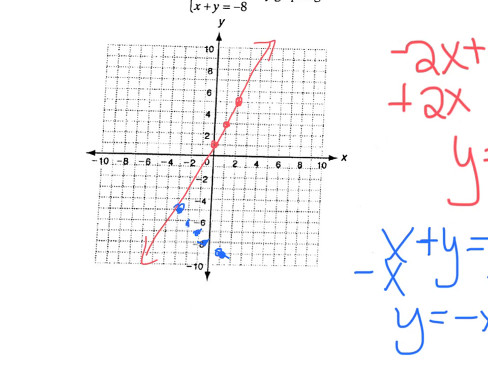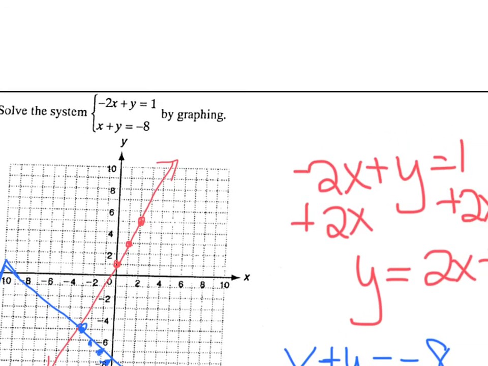And that's where I can see where they're going to meet. And that solution is at -3, -5. And there's the last answer to your review.